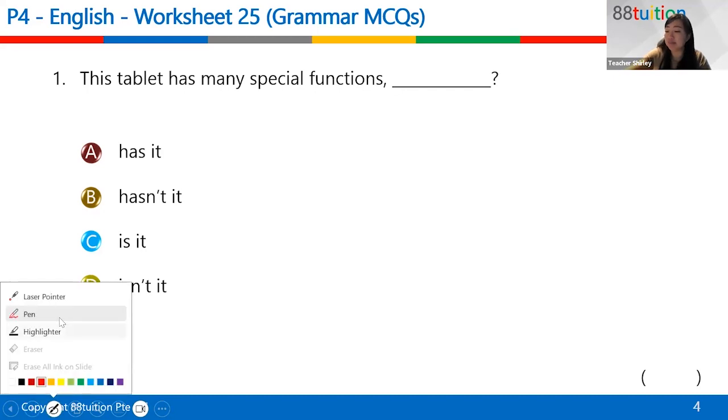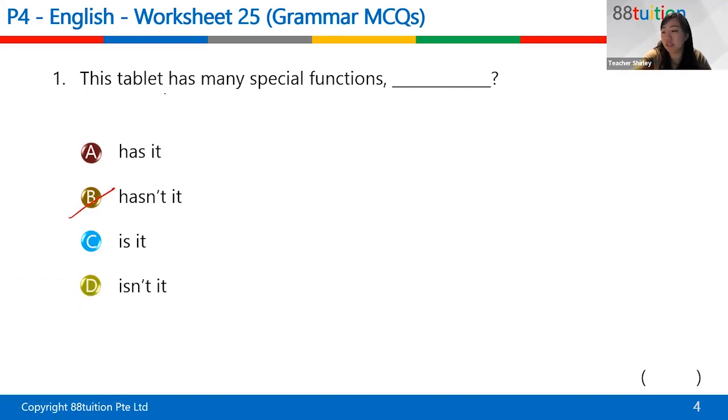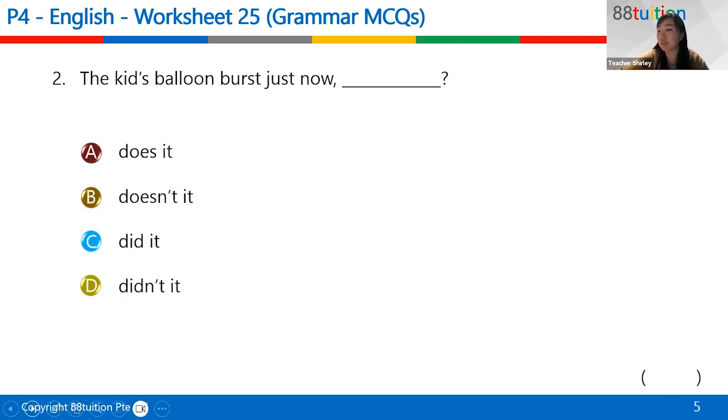Okay. So like I said, question tags require opposites. So since this is has, this is supposed to be has not it. But of course, has not, you can also turn it into a contraction. So it becomes hasn't. Right? This tablet has many special functions, hasn't it? Right? Hasn't it? So therefore, the answer is B.